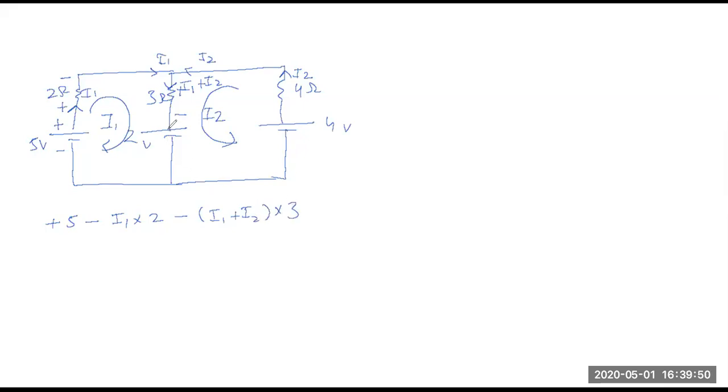So I'll write it as minus of I1 plus I2 into 3. Now I've reached the battery. Again, remember I'm moving clockwise, so I go from plus to minus. So I'll write it as minus of 2. And now my loop is complete, so I'll put it equal to 0.